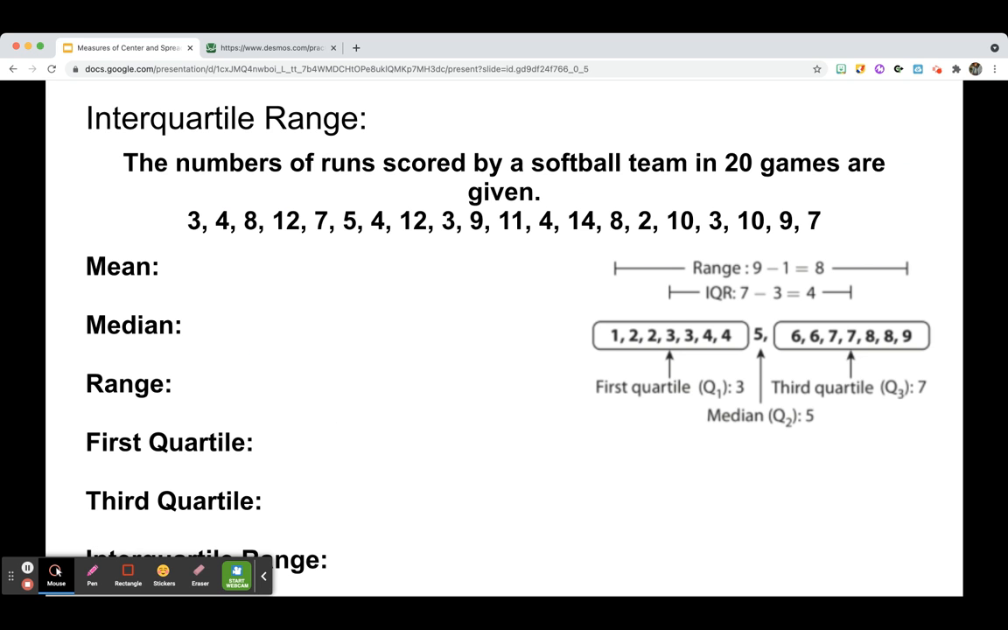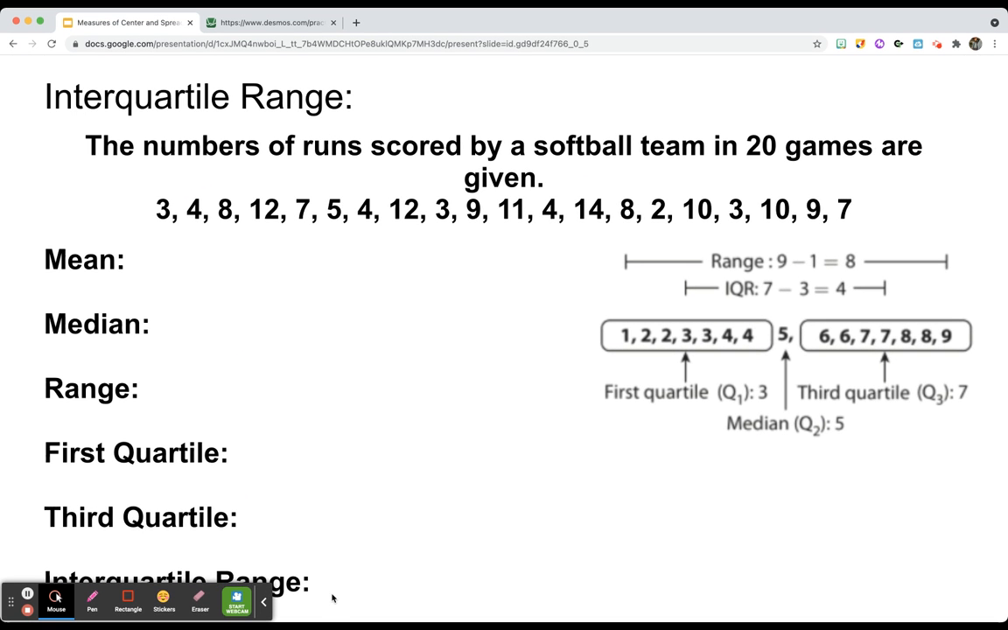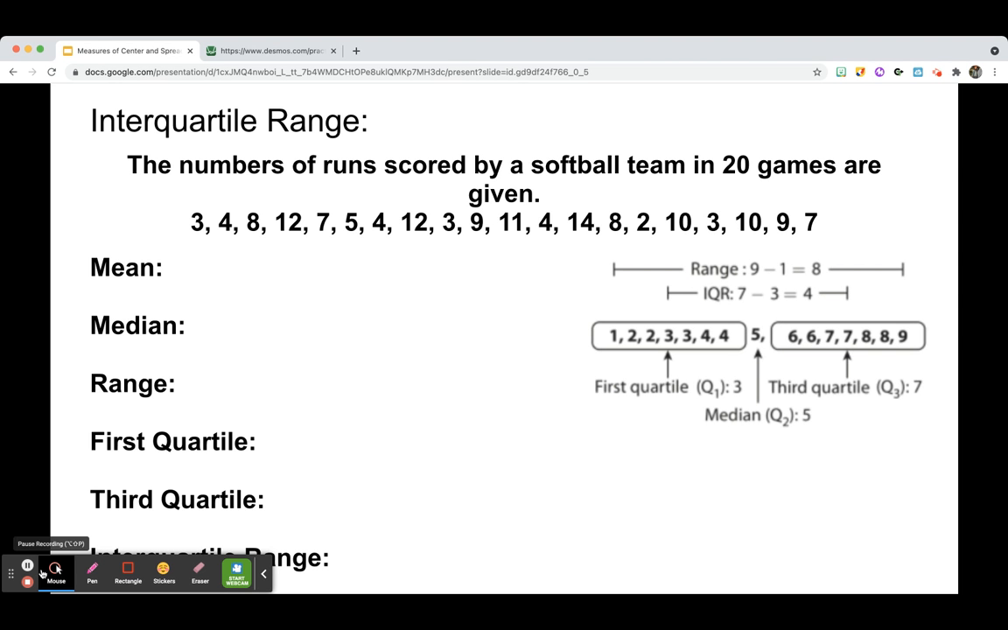Okay, find the interquartile range of this one. We have a whole list of numbers that are for sure out of order. So again, your first step is always going to be taking those values and putting them in the correct order. Okay, so let's take my numbers and put them in order.